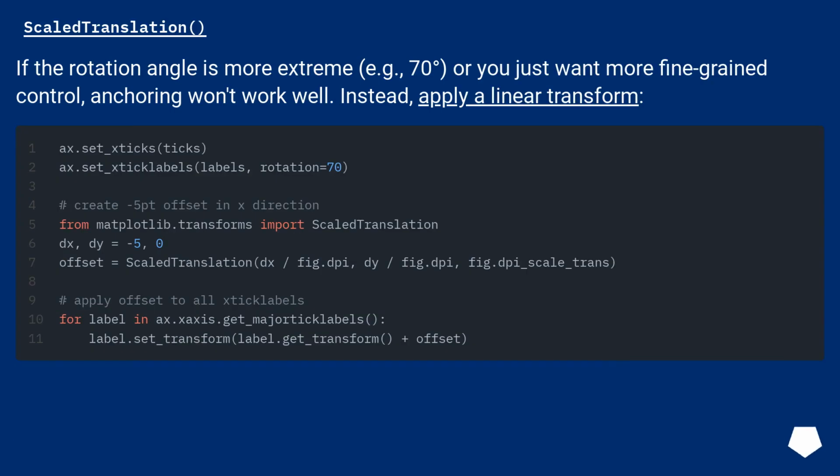Scale translation. If the rotation angle is more extreme, for example, 70 degrees, or you just want more fine-grained control, anchoring won't work well. Instead, apply a linear transform.